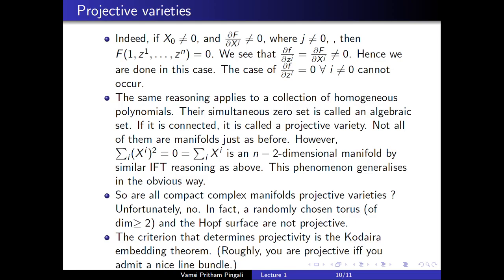I hope everyone knows what vector bundles are and what line bundles are. This is part of the prerequisites that I'm assuming. So there's a notion of a holomorphic vector bundle and a holomorphic line bundle. I'll just define them later on. Basically, you are a projective manifold if and only if you admit a nice holomorphic line bundle. What does nice mean? Well, I'll define that later also. Nice simply means that you have a metric of positive curvature. But anyway, that's enough for this lecture.